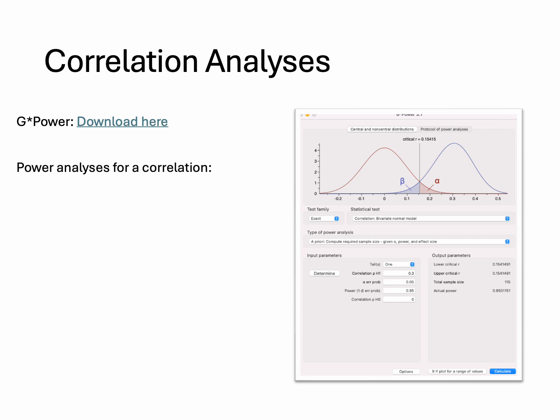So the first thing that you need to choose is exact under test family, and then you should choose a priori: compute required sample size given alpha, power, and effect size. We want to choose a one-tailed test because we usually have an expectation about the direction of the relation, and then we want to include the best estimate for the correlation. In this box here, I included 0.30. This is what I was talking about on the earlier slide.